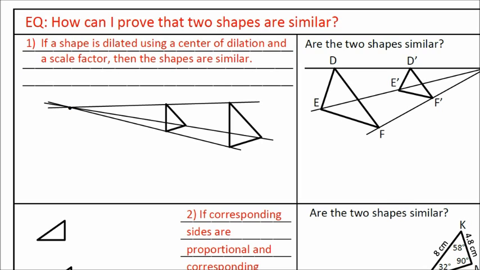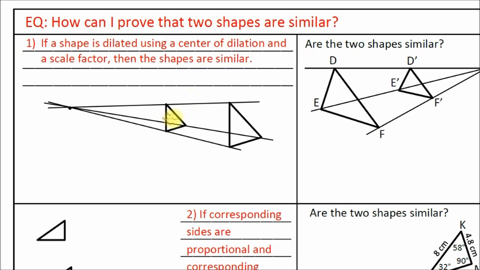similar. Number one, the first way that we can do that is, if a shape is dilated using a center of dilation and a scale factor, then we know the shapes are similar. If you can prove that a shape, a preimage, has been dilated using a center of dilation and a scale factor, then automatically you can say, therefore, they are similar. Let's label some things here in our proof.